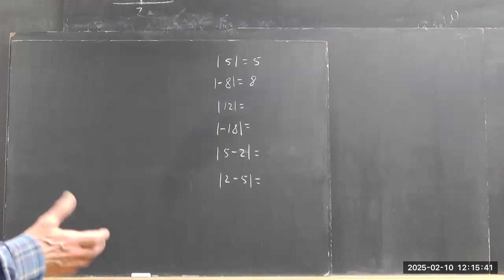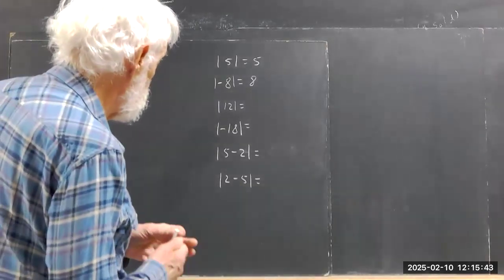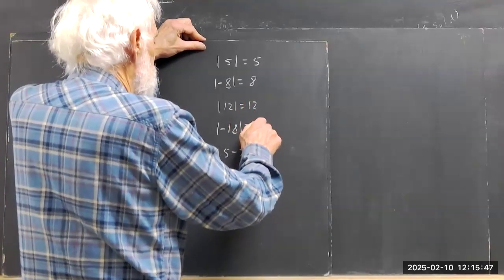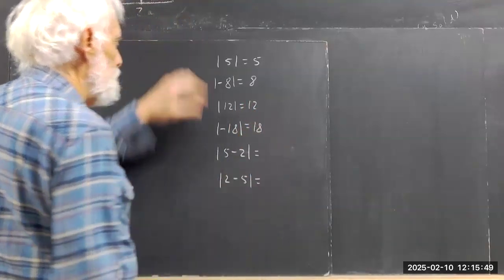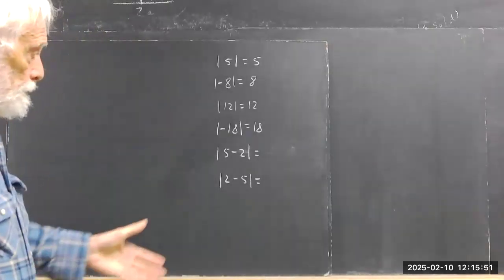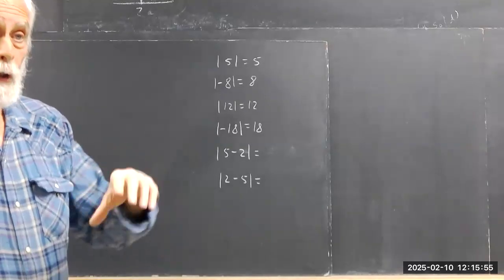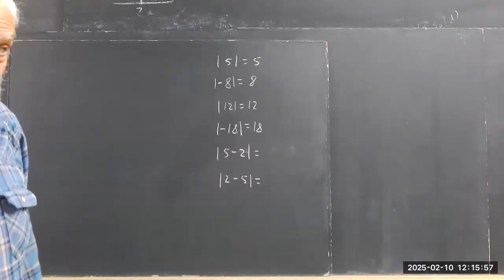Okay, everybody seems to have gotten this just fine. The absolute value of 12 is 12. The absolute value of -18 is 18. And what we do is we just ignore the negative sign, when we know what the number is.